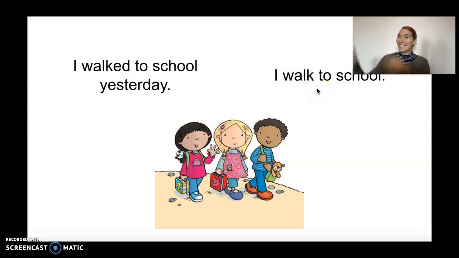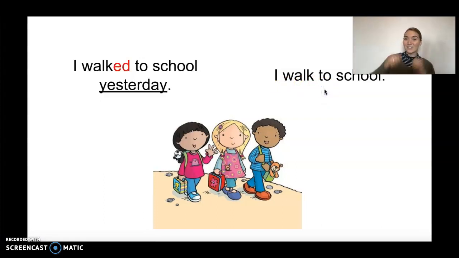Which one happened in the past? This one happened in the past. We can tell that by looking at the clue word yesterday. What do you notice that is different about the two verbs in these sentences? Look at the past tense verb, walked. Look at the present tense verb, walk. How are these different?